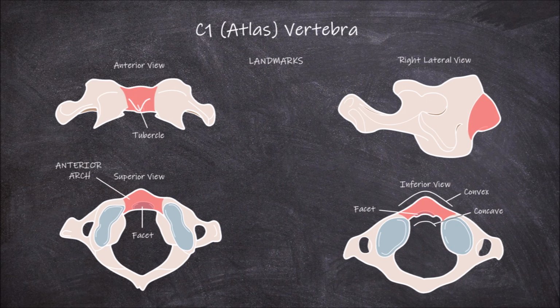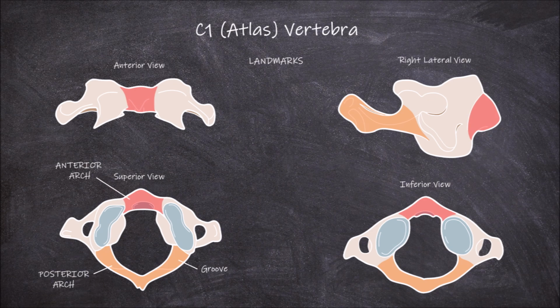The next region of this bone is the posterior arch, which is the posterior part of this bone. A groove is found on the superior surface of this arch for the vertebral artery. At the apex of the posterior arch is a tubercle known as the posterior tubercle.